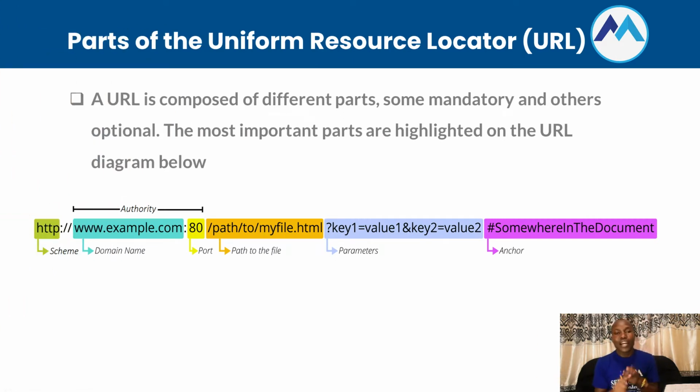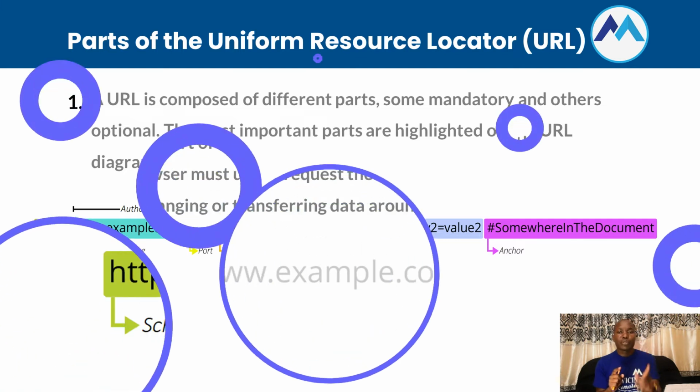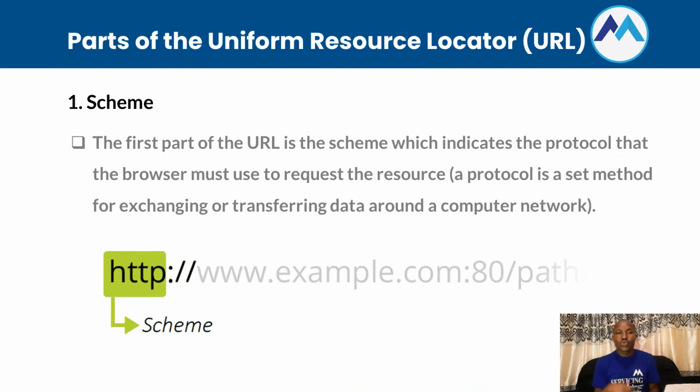A URL is composed of different parts. Some parts are mandatory and others are optional. The most important parts are highlighted on the URL in the diagram below. The first part of any URL is the scheme, which indicates the protocol that the browser must use to request the resource. We learned that a protocol is just a set of methods for exchanging or transferring data around a computer network. Usually, for websites, the protocol is HTTPS or HTTP, which is unsecured.